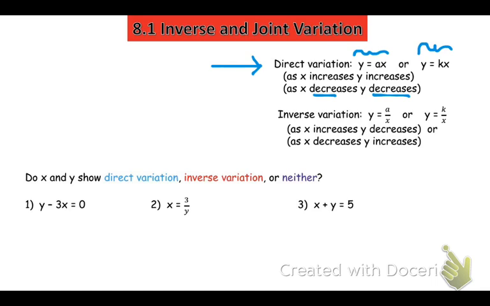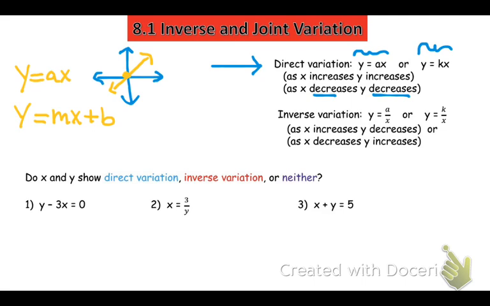Another thing about direct variation that we know is that if I have a coordinate plane, the line will go through the origin. So y equals ax goes through the origin. If I had y equals mx plus b, we can see this is slope-intercept and how very similar they look, but our direct variation is missing the y-intercept of b.